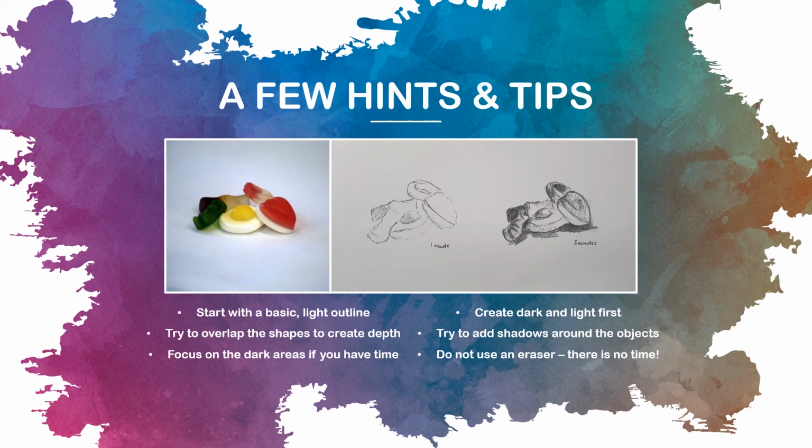Try to overlap the shapes so that you create depth. Focus on the dark areas if you have time, and then create dark and light first. When you've got a little bit more time, the shadows are very important because they help this to be a realistic image. Try to add those shadows around the objects, and don't use an eraser. There isn't any time. So if you make a little mistake, just draw over the top and then carry on. It can be like a working drawing, so it doesn't matter if everything isn't perfect.